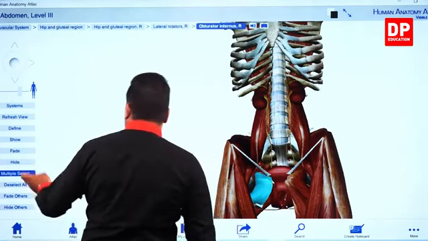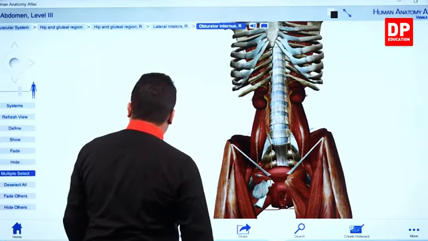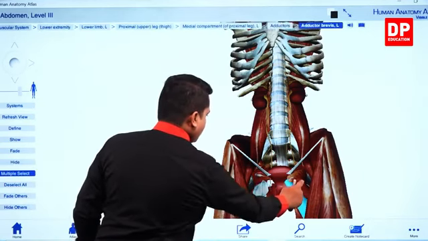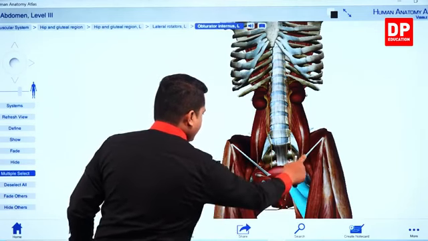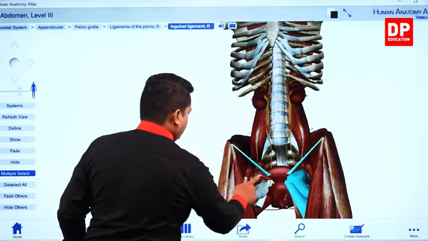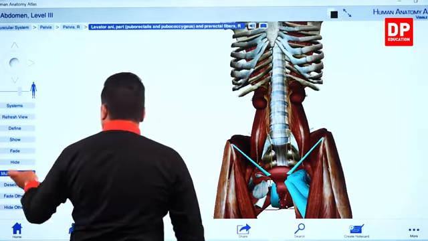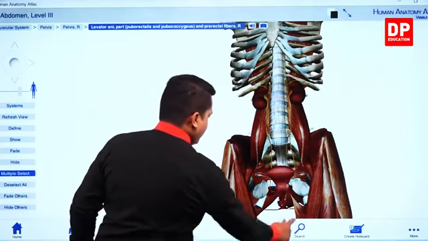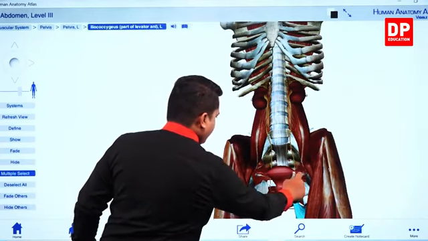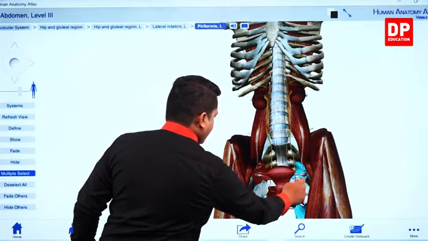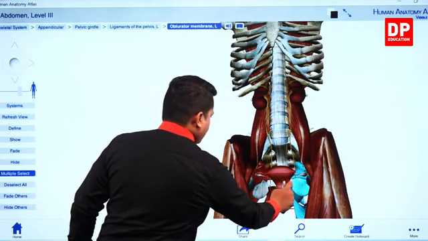Right, my dear children, now you can see the bladder in here. See, now you can clearly observe the urinary bladder and the urethra. So let's remove the other parts as well.